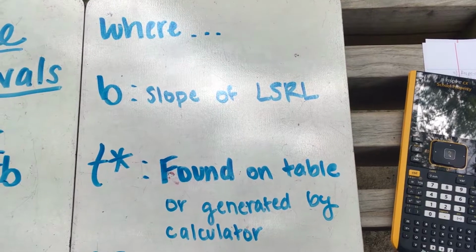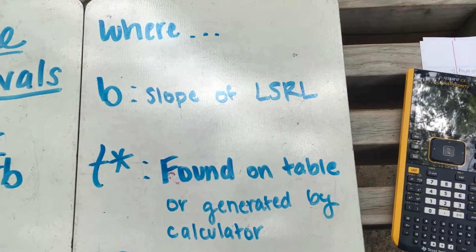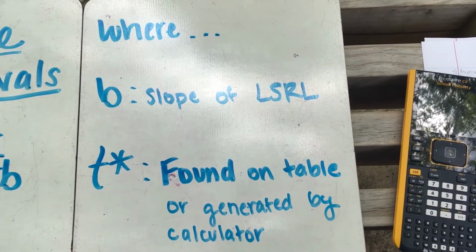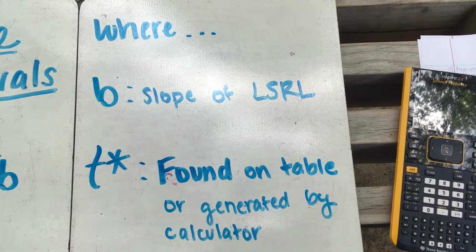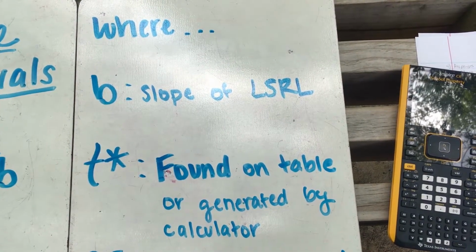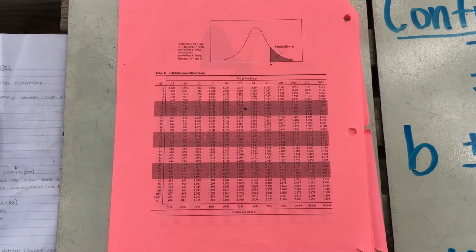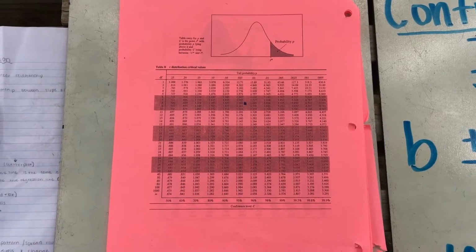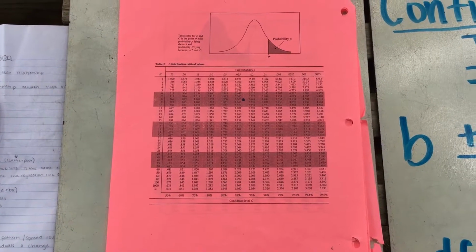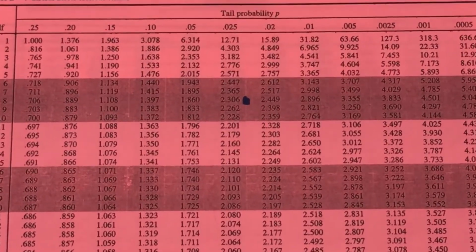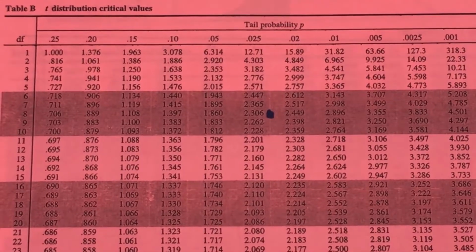Each variable within the formula for a confidence interval represents different things. B is the slope of the LSRL. T star is your critical value and can be found on a table or it can be generated by a calculator. In this case, assuming we're at the 95% confidence level and our degrees of freedom is still 8, our T star value would be 2.306.